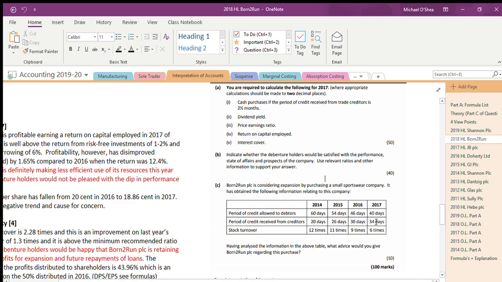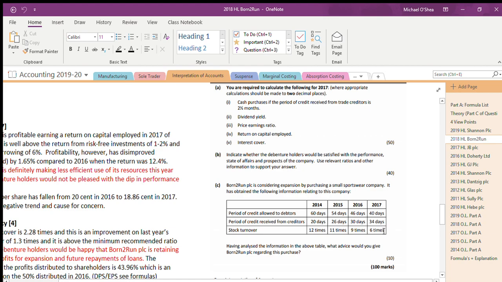So let's say last year they would have taken 34 days to pay back the creditors, and they would have waited 40 days to receive money from debtors. Stock turnover is the amount of times in a year that you buy stock and sell it. So if I was to buy stock every month and at the end of every month it was gone, I'd have to restock my shelf every month, which means I'd have stocked 12 times a year.